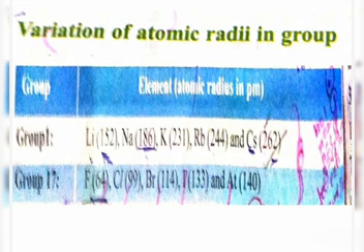Here a table is given with group 1 and group 17 elements and their atomic radii values. Lithium 152, sodium 186, potassium 231, rubidium 244 and cesium 262. These are the atomic radius values in picometers for group 1, and group 17 values are also given. Discuss the variation of atomic radii.